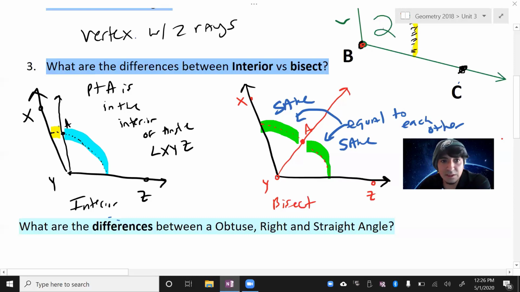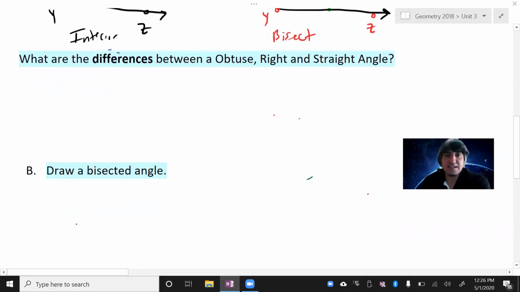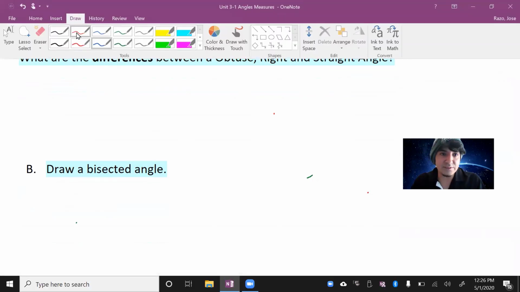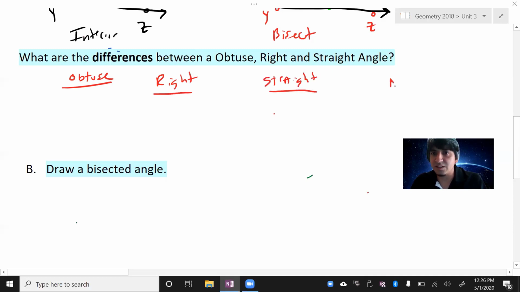Whereas this yellow and the blue one are not the same. The bridge length is different, so they can't be called equal. Now, the other part is, what's the difference between obtuse, right, and straight angle? When we create an angle, we have to see it as, oh, I have an obtuse, I have a right, I have a straight, and the last one I'm missing is going to be acute.